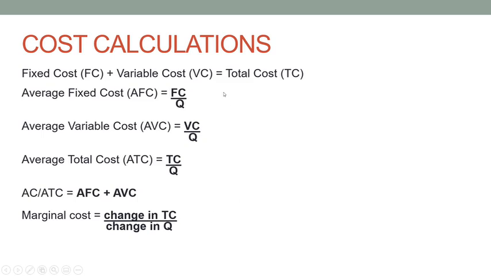So just very quickly, these are very important to remember. To calculate total costs, it is fixed costs plus variable costs. And to get to your average total cost, it is the total cost divided by quantity. And to get to your marginal cost, it is the change in total cost over the change in quantity. Those are the three most important ones you need to remember.